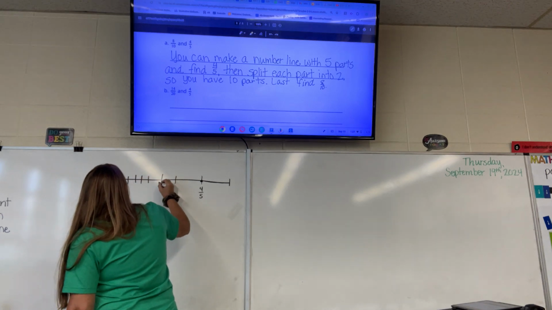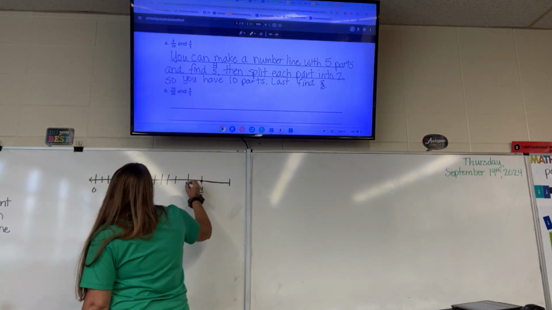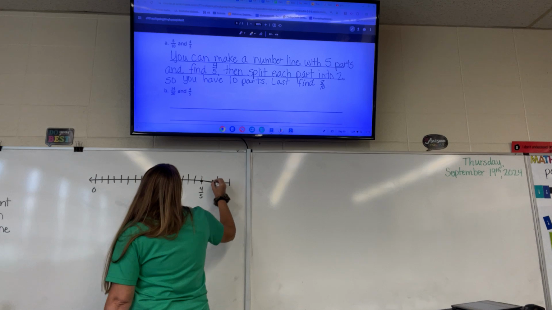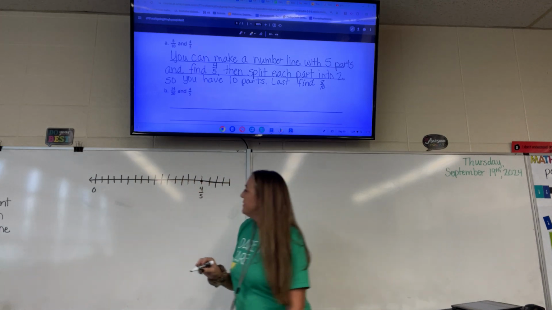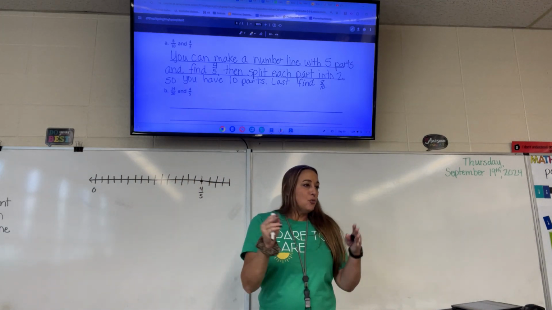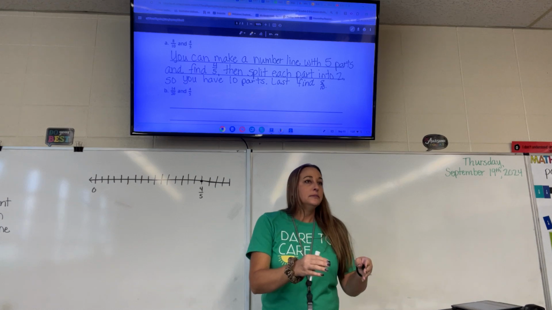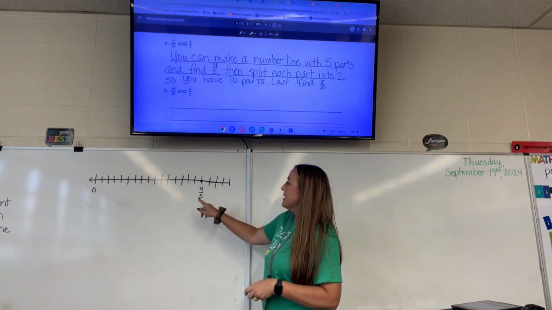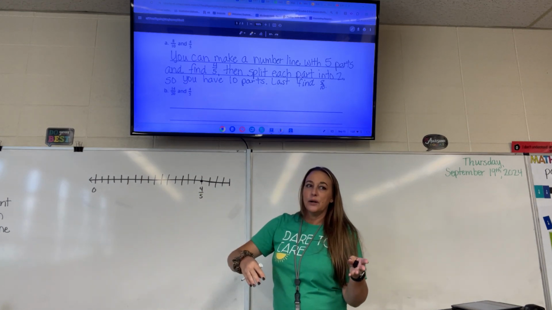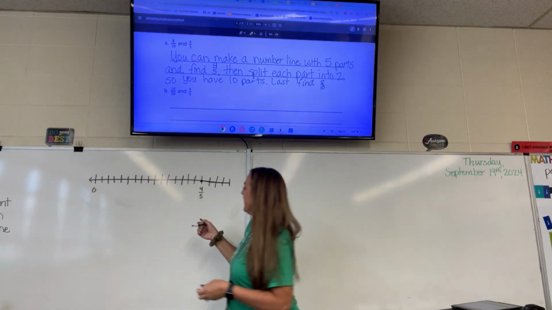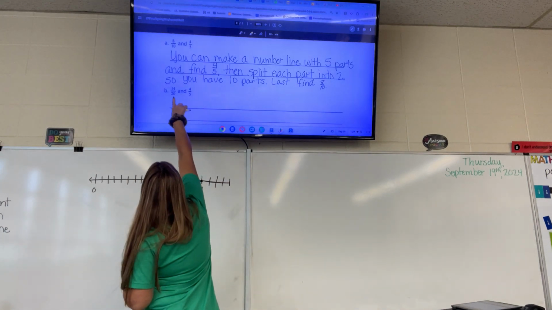And once I get this all finished, then there's going to be how many total sections? 20. 20, because I made each one into 4. And 5 sections times 4 equals 20. Exactly. So now let's count and see. Let's find 14.